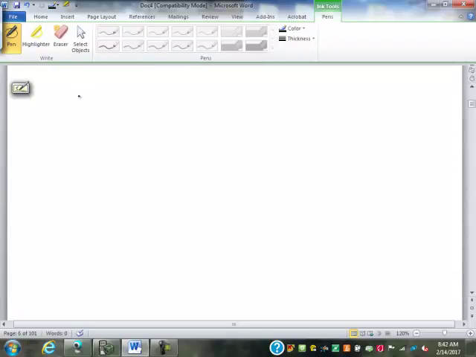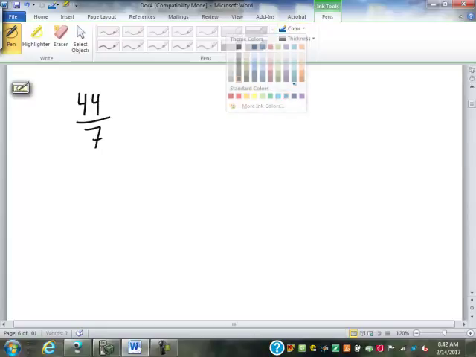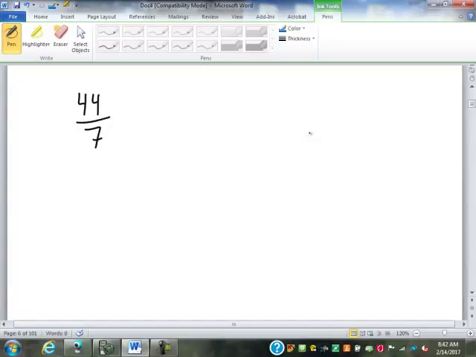We can run into numbers that look like this. 44 over 7. The 7 is telling us it takes 7 pieces to make one whole object. The 44 is saying we got 44 pieces. So we have more than enough pieces to make a whole object. In fact, we have enough pieces to make several whole objects.